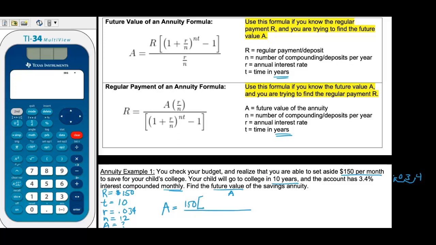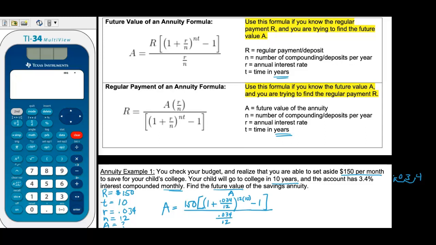Now these brackets, they're just like parentheses. It's just that we use brackets so that we can differentiate between this bracket and this parenthesis. But it functions just the same as a parenthesis. So in the calculator, you can put a parenthesis here. And then 1 plus my rate, 0.034, divided by my compounding period, 12, to the 12 times my time, 10, power, minus 1, divided by my rate, 0.034, divided by 12.